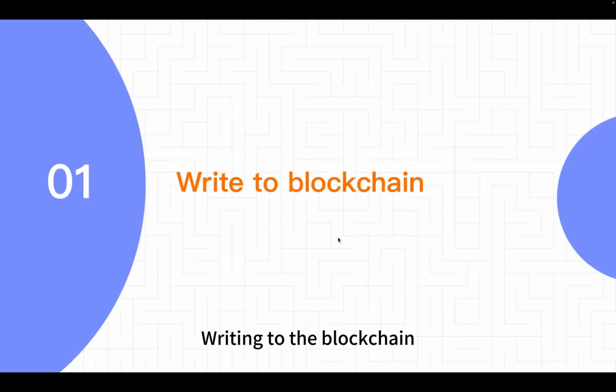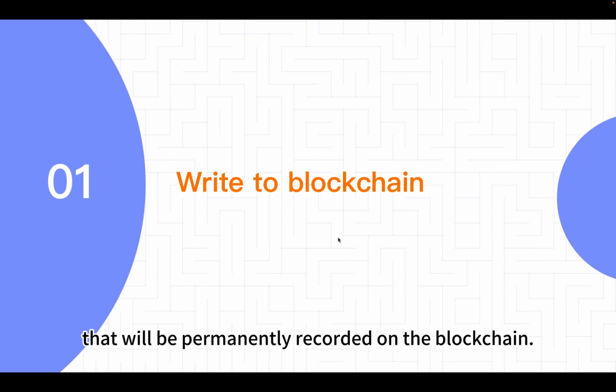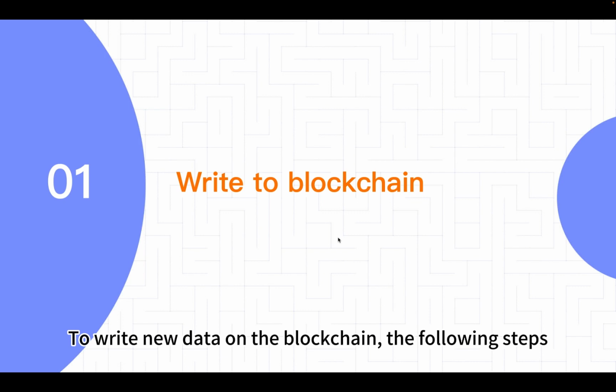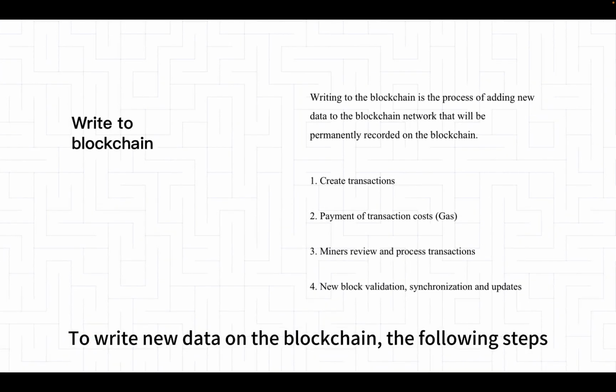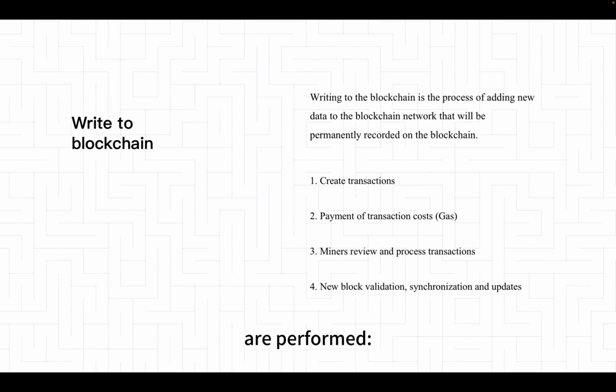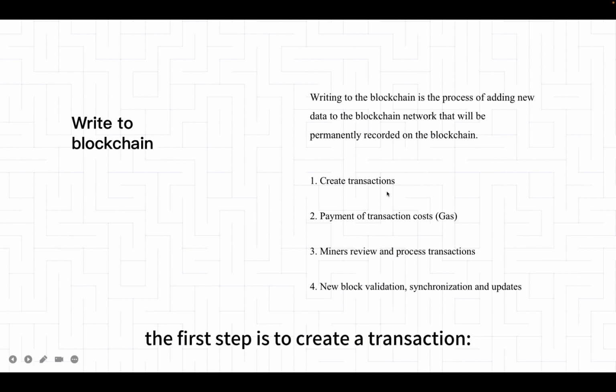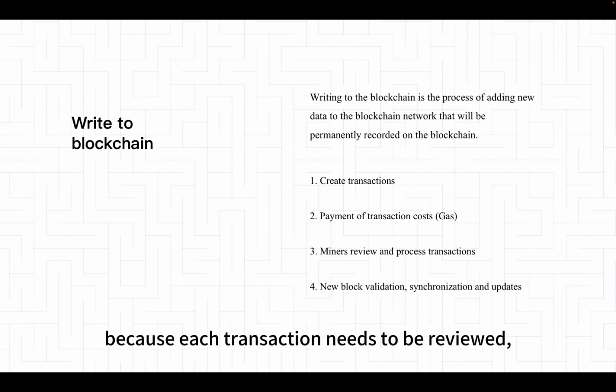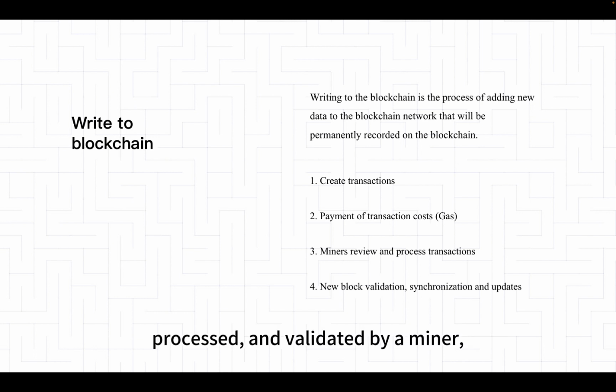Writing to the blockchain is the process of adding new data to the blockchain network that will be permanently recorded on the blockchain. To write new data on the blockchain, the following steps are performed. The first step is to create a transaction. Package the data into a transaction and submit it to the blockchain network because each transaction needs to be reviewed, processed, and validated by a miner. A transaction fee, that is gas, is required.